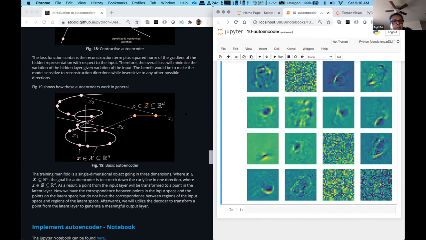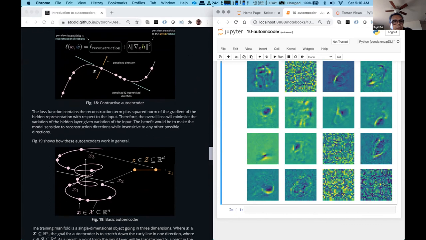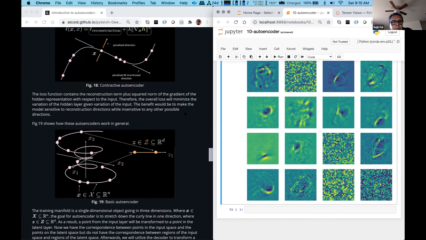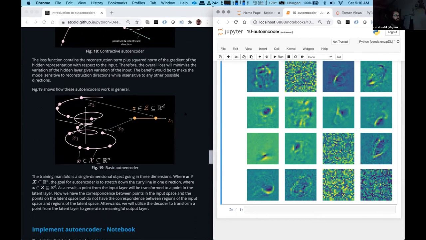Okay, that makes sense. So maybe figure 19 is actually not connected to contractive autoencoder. I was thinking maybe there is some connection. There's a basic difference. I found a set of slides. I will share it in the chat here. Yeah, I can stop sharing.